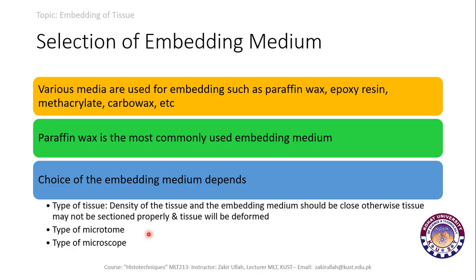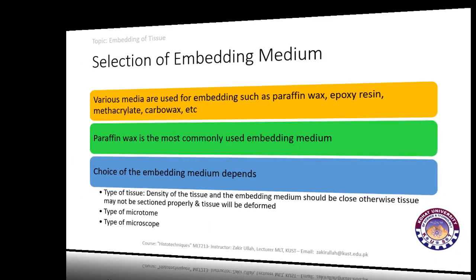So these are the factors which affect the embedding medium. So the embedding medium must be selected after looking at the type of tissue, the microscope type and the microtome type.